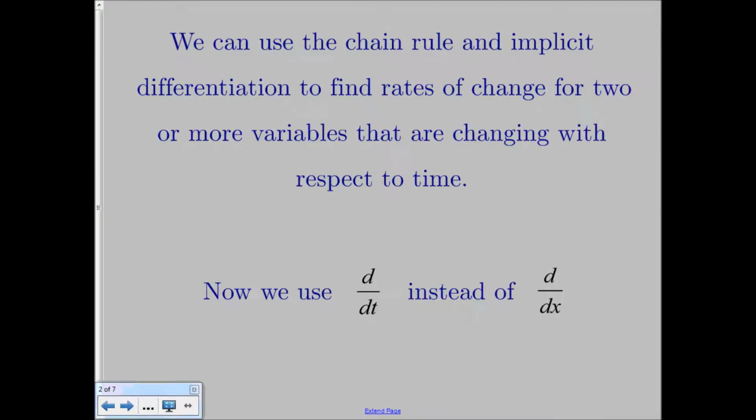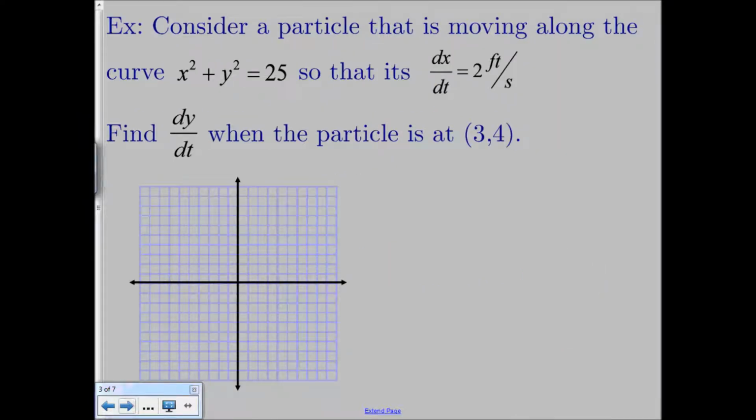So we can use the chain rule and implicit differentiation, that same process, to find rates of change for two or more different variables that are changing now with respect to time. So now instead of using d dx, instead of taking the derivative of a function with respect to x like we normally do and have been doing, now we're going to use d dt, where we're going to take the derivative of everything with respect to time. So in other words, how some variable is changing as time goes on, which is how we consider rates in real life.